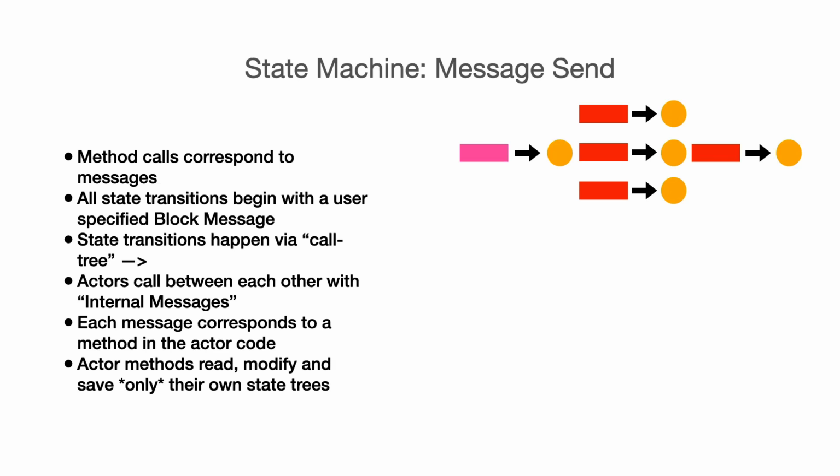Let me move on to a little bit more about message sending. I'm trying to represent a little call graph here. All these state transitions start when a message is processed in a block, which is something we've covered a bit. Any change to the Filecoin state happens by some cascading of messages calling to actors, changing their state, saving their state, maybe calling other actors, and so on.